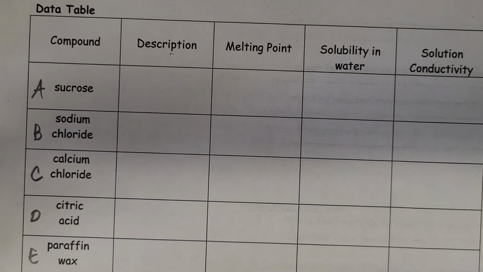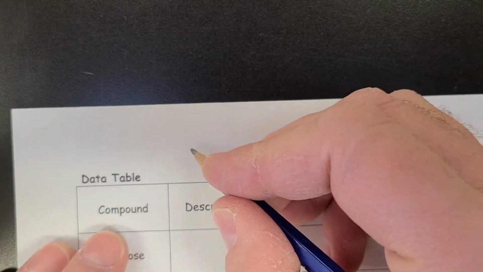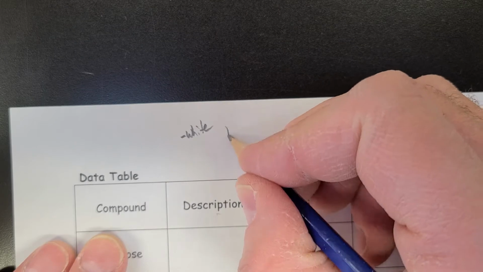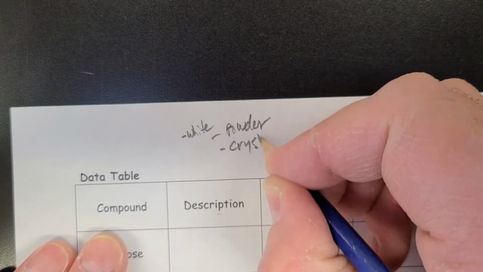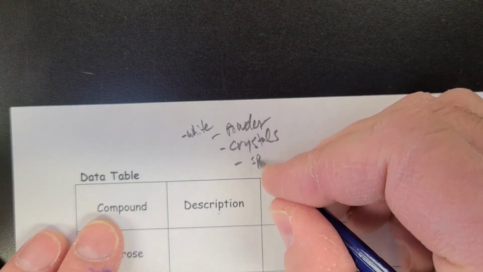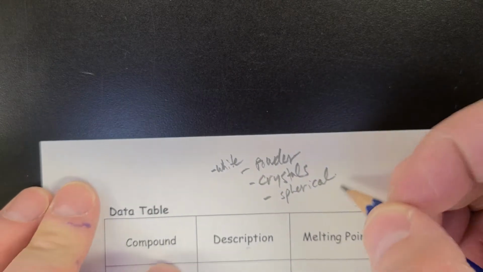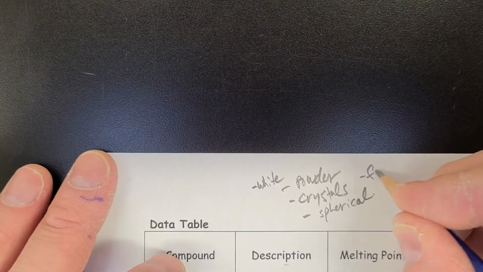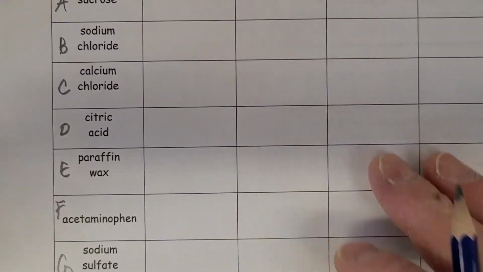So what I'll do is show you what each substance looks like, and you can write it down. Of course, some descriptions may be, well, they're all going to be white. But it could be powder, or it could be crystals, or it could be, let's say, spherical, little spheres. Let's see, what else do we have here? Flaky, etc. Those are some descriptions you could possibly use.